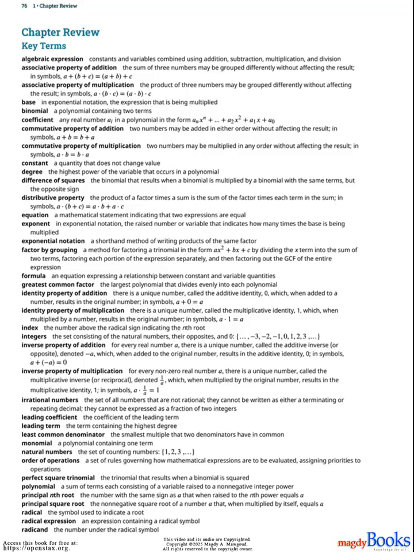In symbols: a + (b + c) = (a + b) + c. Associative property of multiplication. The product of three numbers may be grouped differently without affecting the result. In symbols: a · (b · c) = (a · b) · c.